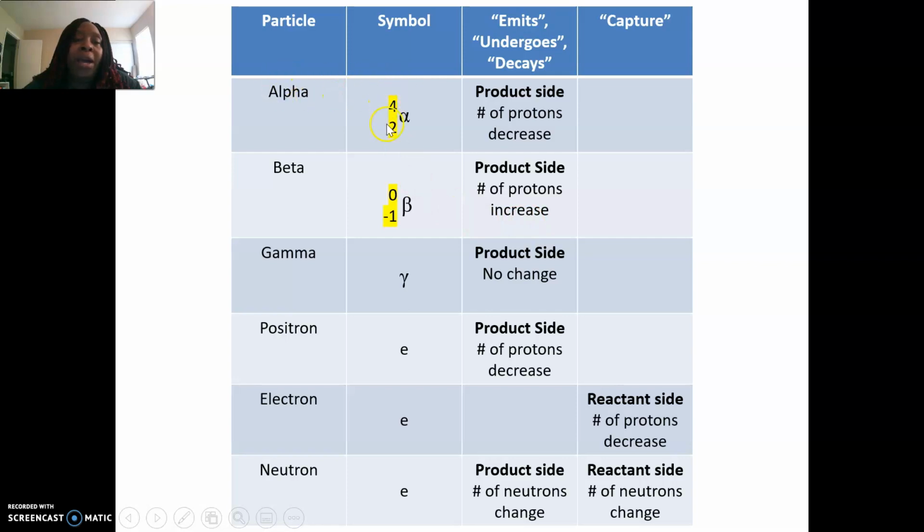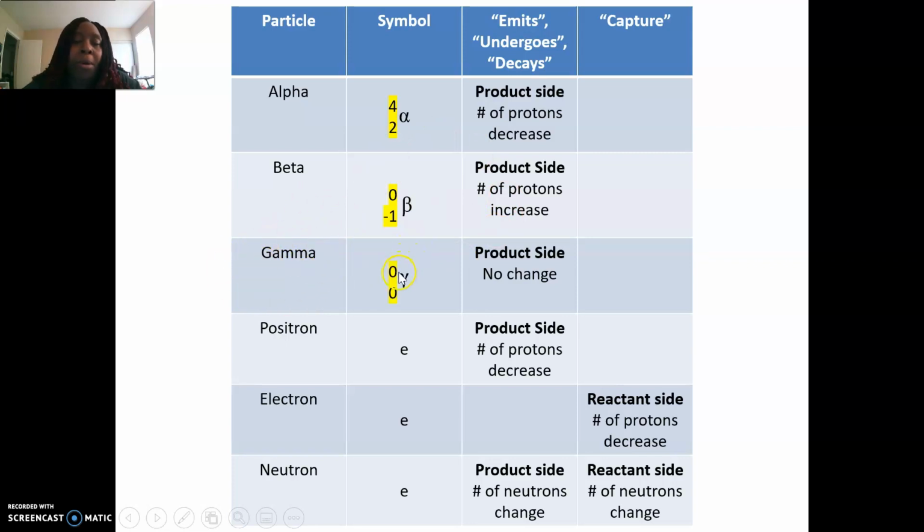On the alpha side, if you see emits, undergoes, decays, that means it's on the product side. And in terms of what you should be writing in your equation, the number of protons are going to decrease. So alpha decay, number of protons decrease. Beta decay, the number of protons increase. There is no really fancy trick to try and remember it. I'm hoping that as you practice some problems, it'll be a little bit easier to remember. Okay, so let's move on to gamma.